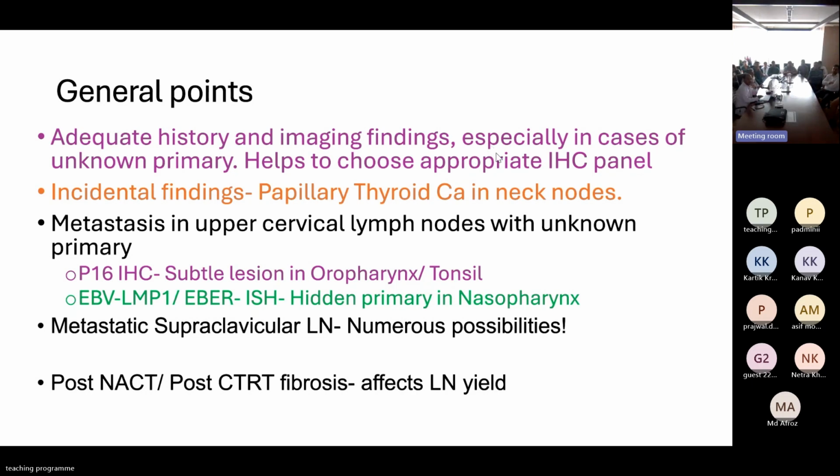Incidental findings we find in lymph nodes: we can see papillary thyroid carcinoma in lymph nodes dissected for head and neck cancers. Metastasis in upper cervical lymph nodes many times presents as an unknown primary.